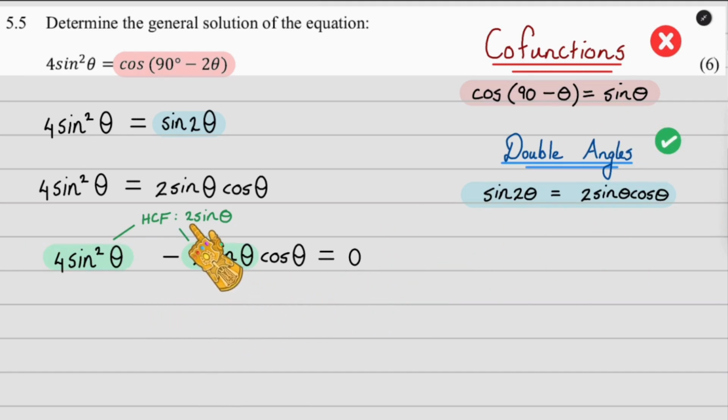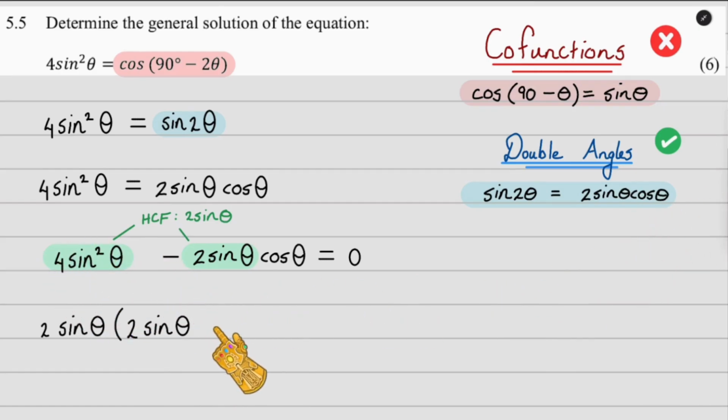And now we're going to remove the 2 sine theta as a common factor. So I start off by writing the 2 sine theta and I open a bracket. 4 divided by 2 will leave me with another 2 here. Another good way to think about it is 2 times 2 will give me 4. I removed one of the sines here as discussed earlier, so there's 1 sine theta left over. And then that sorts out the first term.